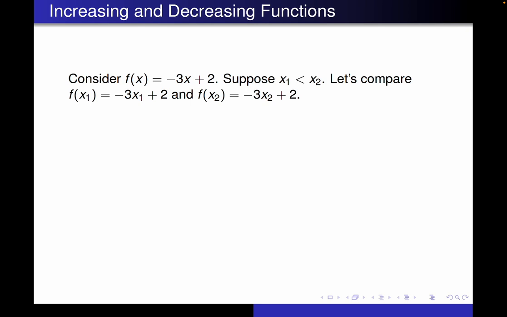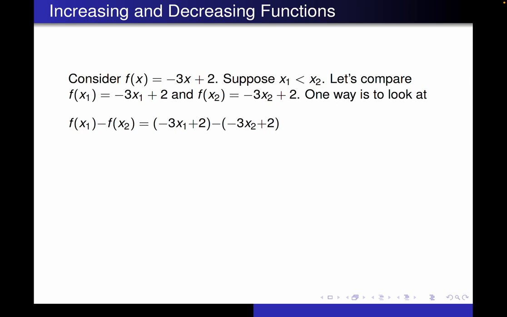So in order to do that, we use one of our inequality tricks. We look at f of x1 minus f of x2, see if it's positive or negative. If it's positive, that means f of x1 is greater than f of x2, and if it's negative, it's the other way around. So we can go ahead and plug in f of x1 and f of x2 into our function. We get negative 3x1 plus 2 minus negative 3x2 plus 2. If we do a little bit of simplification, we end up with negative 3x1 plus 3x2. We can factor a negative 3 out of there. We get negative 3 times x1 minus x2.